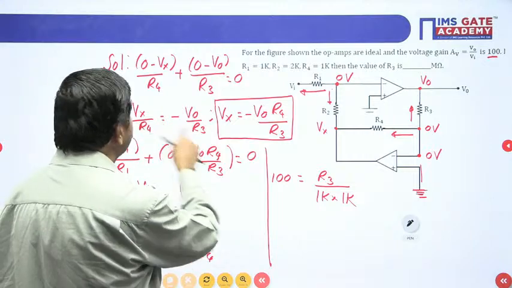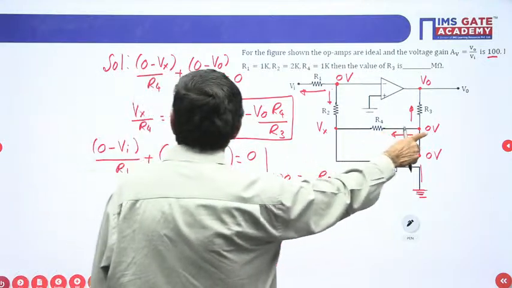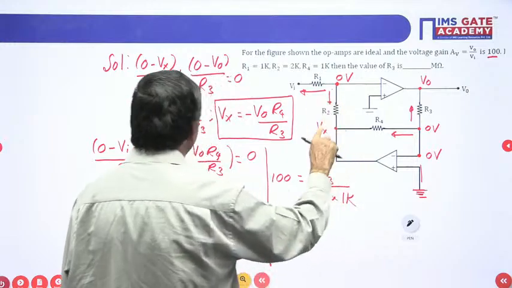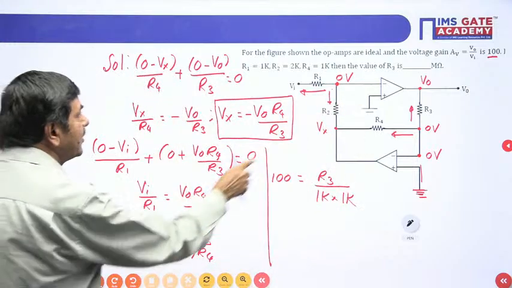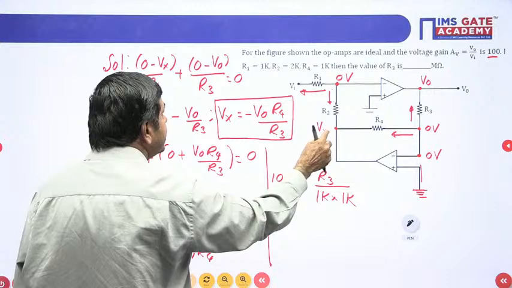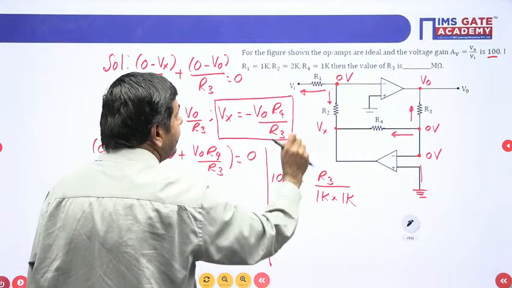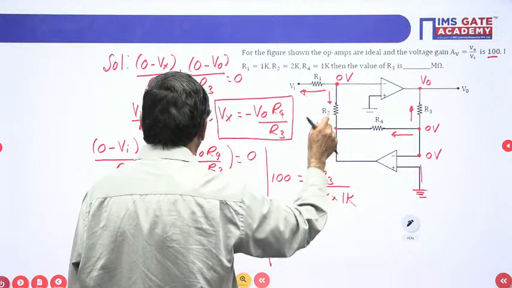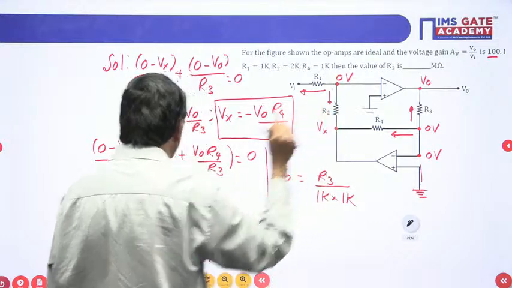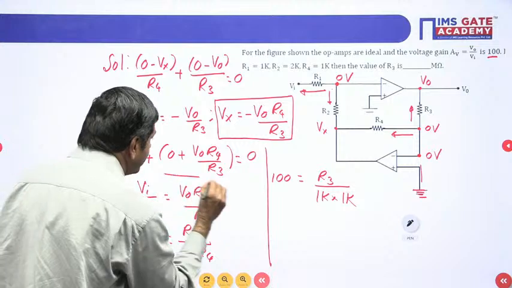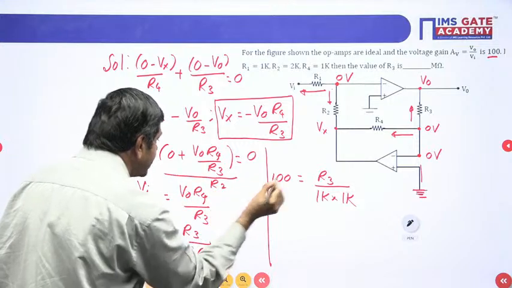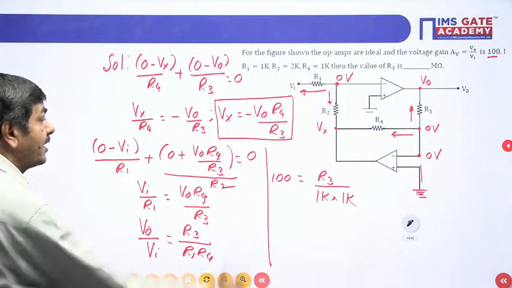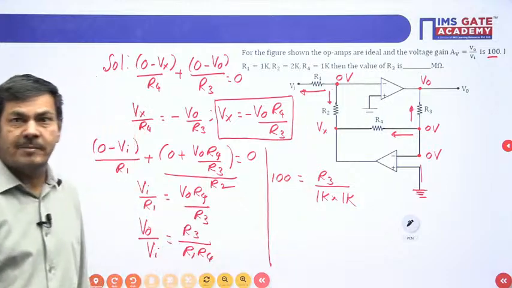Vx by R4, no doubts. That is okay. And here now 0 minus Vx, 0 minus Vi by R1 plus 0 minus Vx by R2. This R2 I neglected, by R2 is there. Yes, correct here.